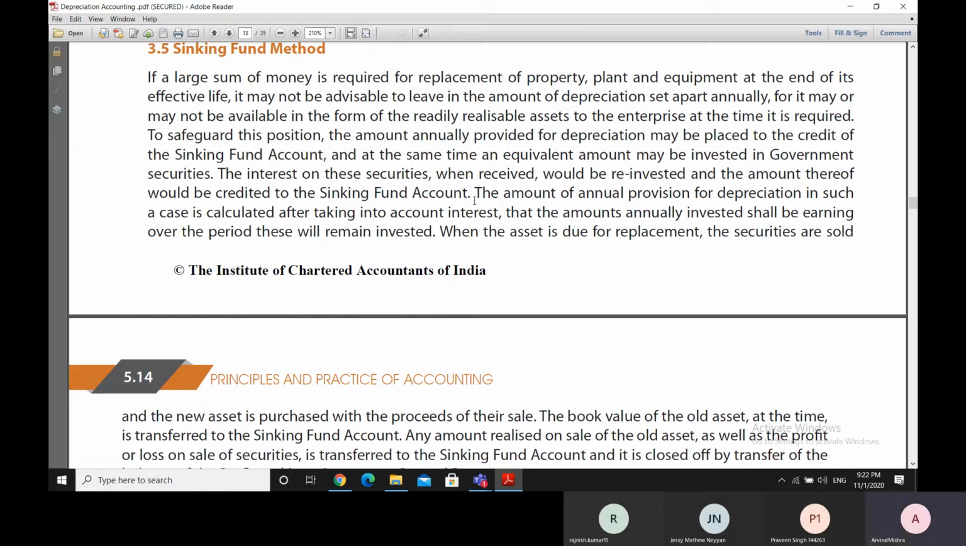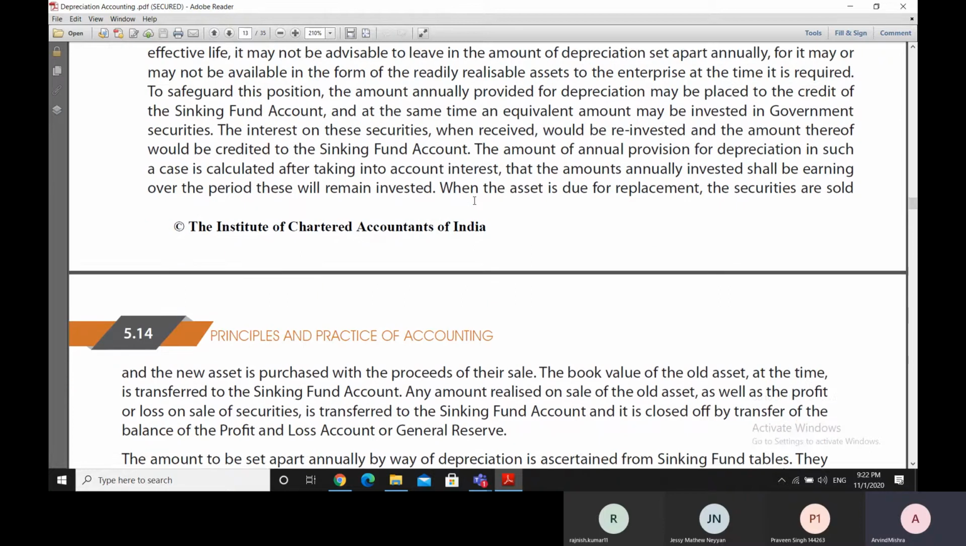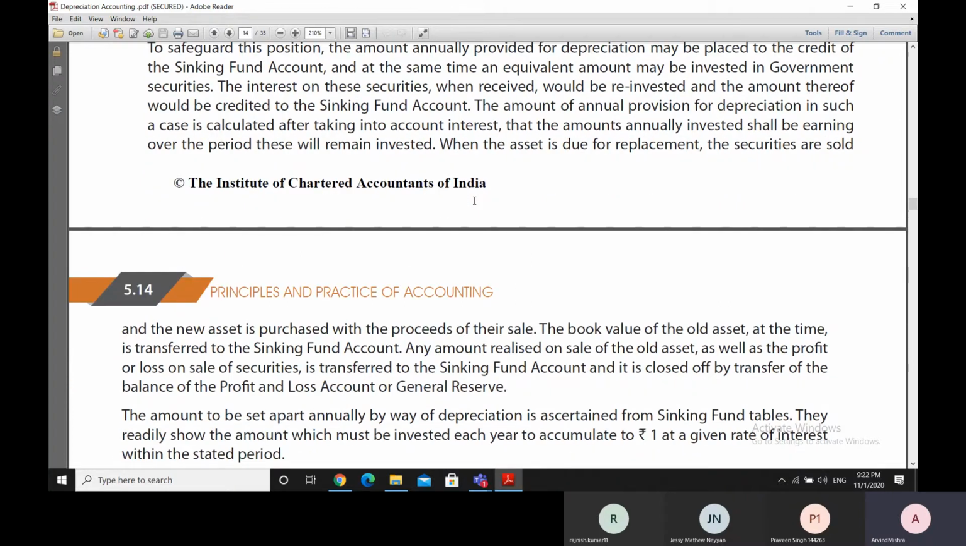So then what happens is that when our asset is due for replacement, or when our property, plant or equipment is due for replacement, the securities are sold, because securities can be sold at any time, and the new asset is purchased with the proceeds of the sale of the government securities that we had purchased, with the equivalent amount of fund that we had credited into the sinking fund account.